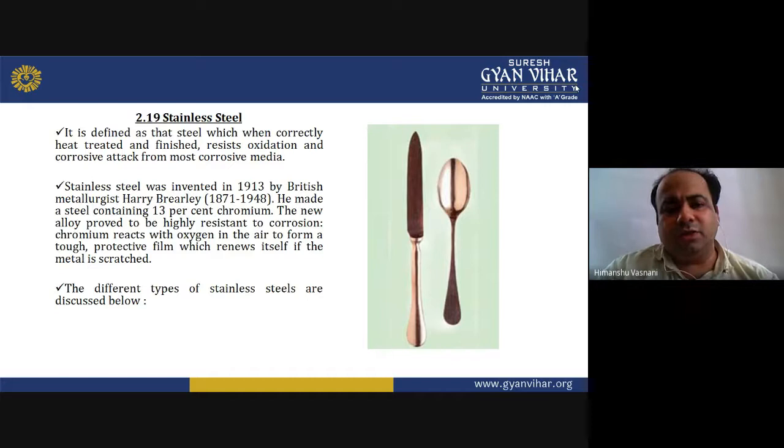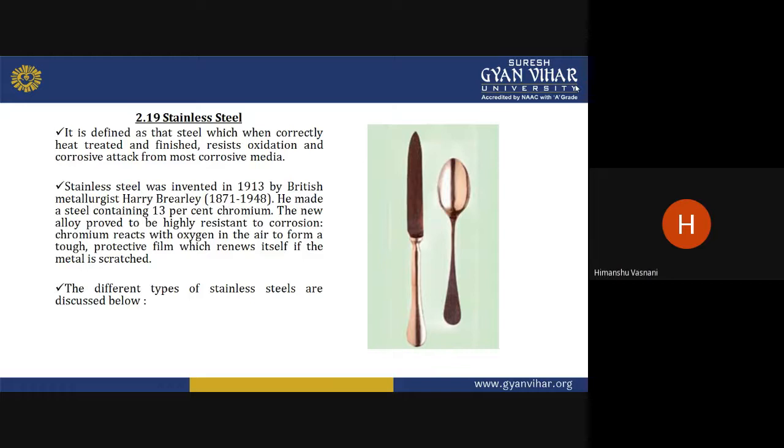Now a short piece of information about stainless steel: it was invented in 1913 by the British metallurgist Harry Brearley, who lived from 1871 to 1948. He made the steel containing 13% chromium, and the new alloy proved to be highly resistant to corrosion. Chromium reacts with oxygen to form a tough protective film which renews itself in the metal if the metal is crushed.